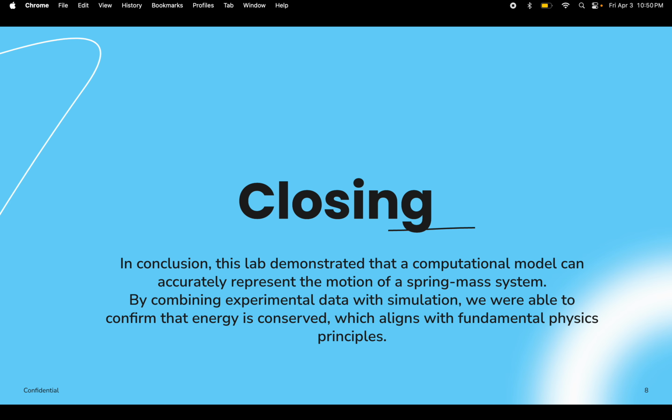So in conclusion, this lab demonstrated that a computational model can accurately represent the motion of a spring mass system. By combining experimental data with simulation, we were able to confirm that energy is conserved, which aligns with fundamental physics principles.